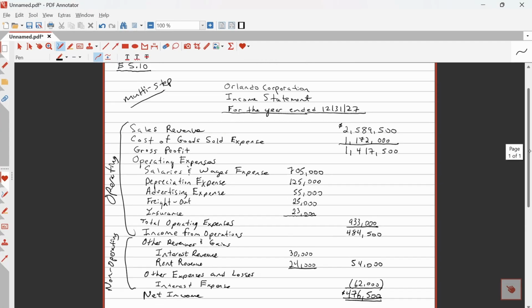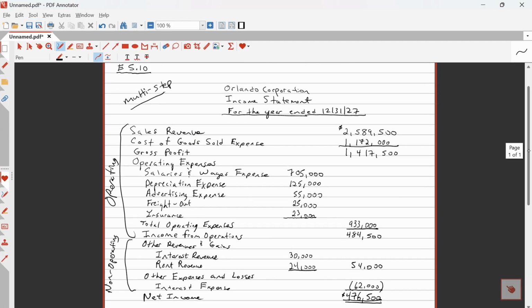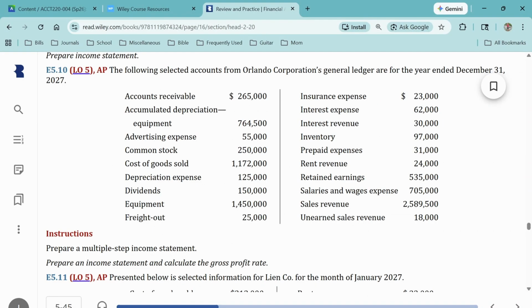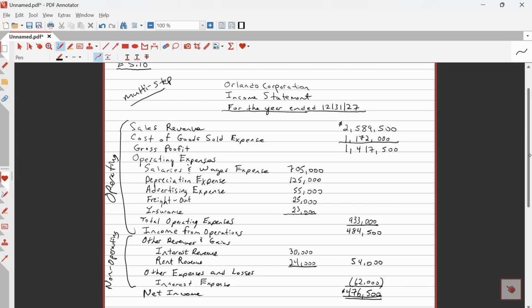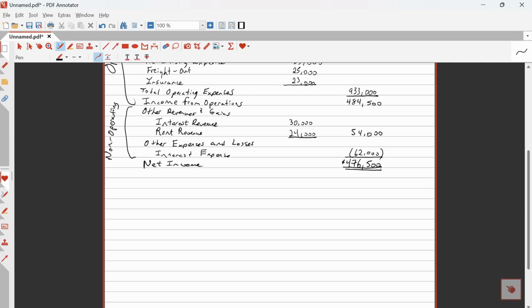Let's work on problem 5.1. Oh, there's one other thing I want to do in this problem, even though it doesn't ask us to do it. I want to compute the gross profit rate. It has us do that in the next exercise, 5.11, but not in this one. But let's show you how to compute the gross profit rate because that's tested on the exam. And it was told you how to do that in the PowerPoints.